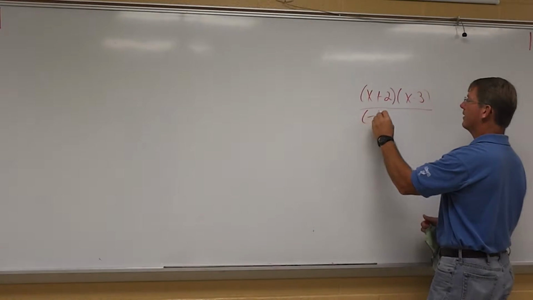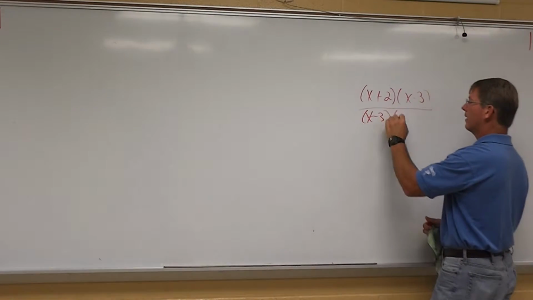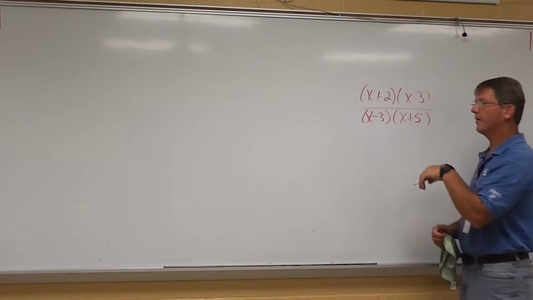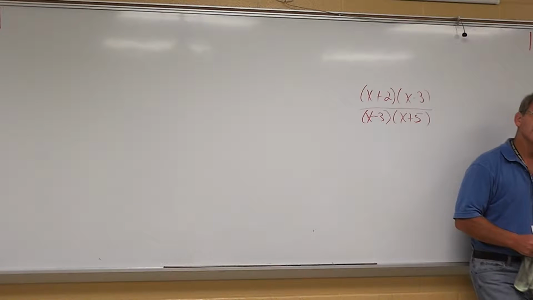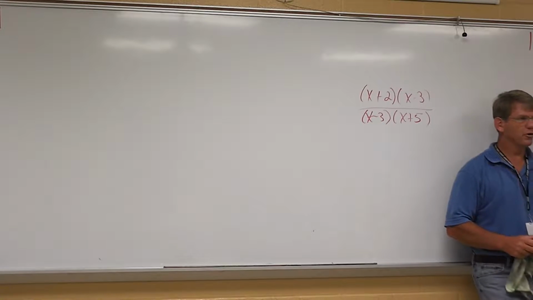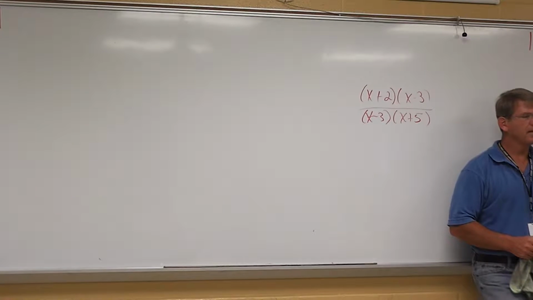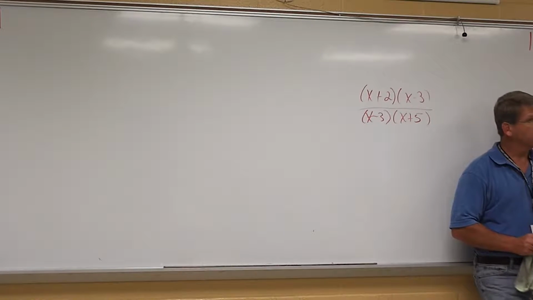And maybe it looks like this. And then what do you do? Divide like terms. Not terms, factors. Remember, terms are things that are added and subtracted. Factors are things that are multiplied. You can only use division to cancel multiplication.